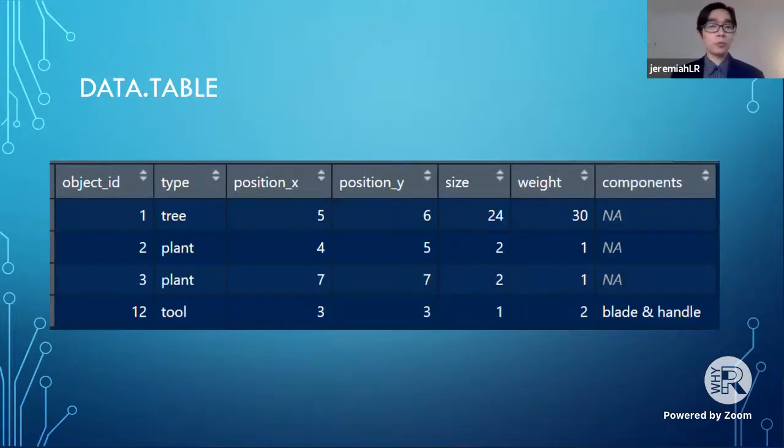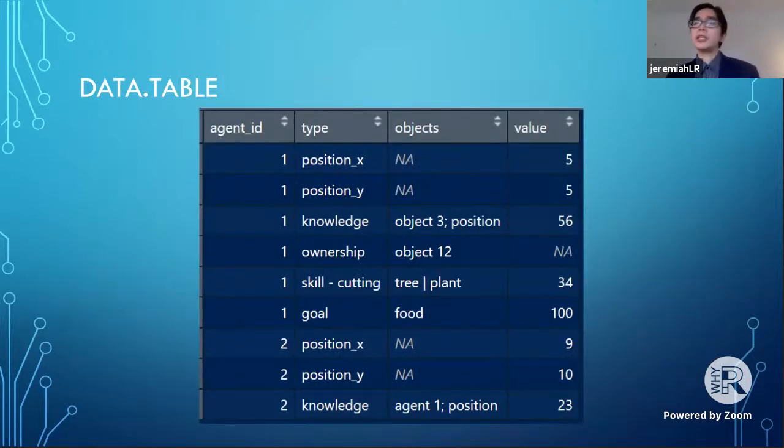Here's an example of an object data table. It's a very, very simple example. So you have different objects, their types, and certain attributes that they have. And then here's an example of an agent data table. So if the objects data tables are wide, the agent data tables would probably be a bit longer, okay, because you have a lot of different kinds of attributes that agents can gain, improve, or even lose. So knowledge, ownership, goals, skills, and so forth.